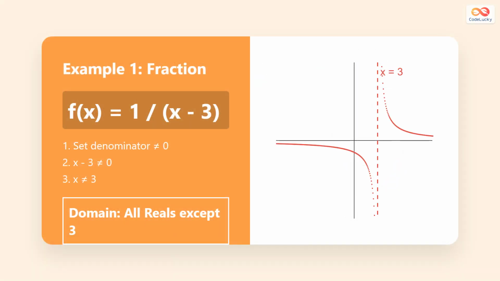Let's try an example. Here we have 1 divided by the quantity x minus 3. Since x minus 3 is in the denominator, it cannot be 0. We solve for x and find that x cannot equal 3. So the domain is all numbers except 3.